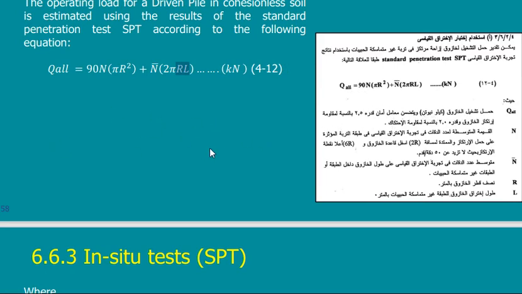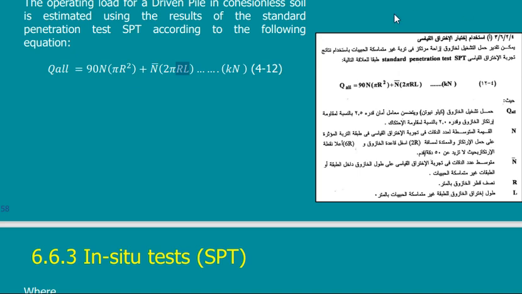I can add it by hand here, that the factor of safety for the end bearing is 2.5, and the factor of safety for the friction is 2. So here there is a difference between the factor of safety of the end bearing and the factor of safety of the friction.